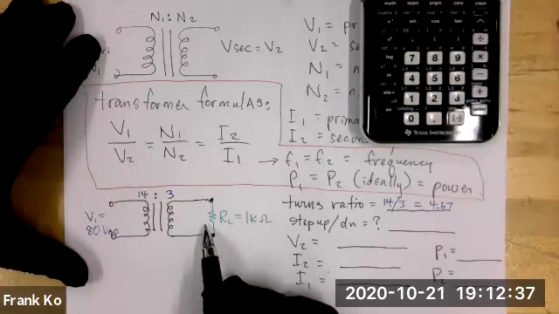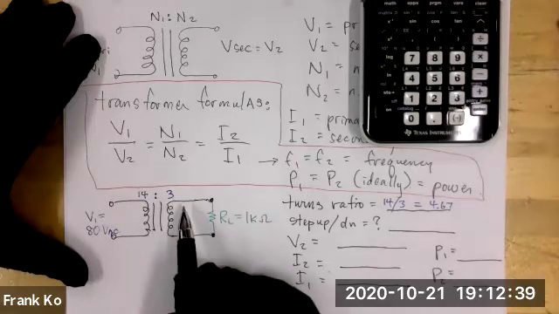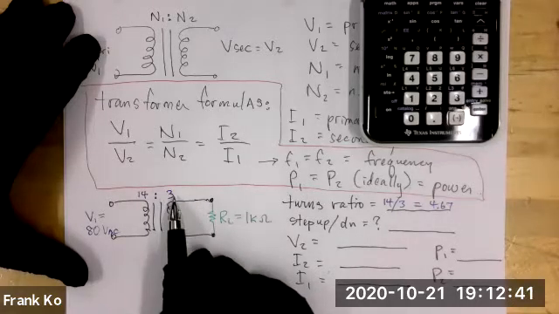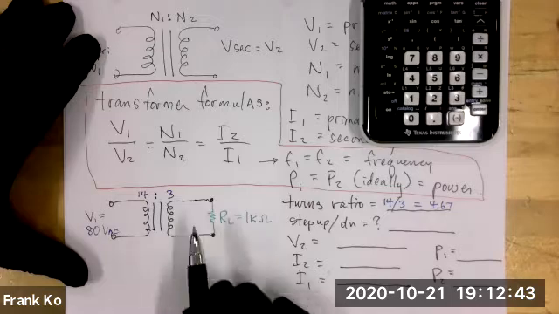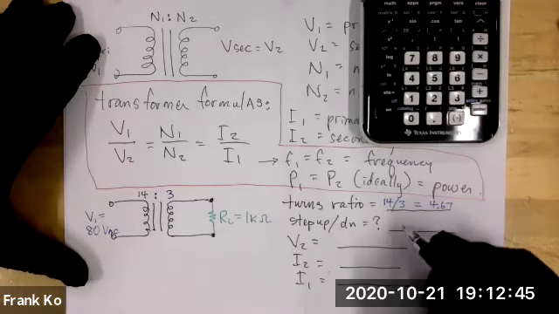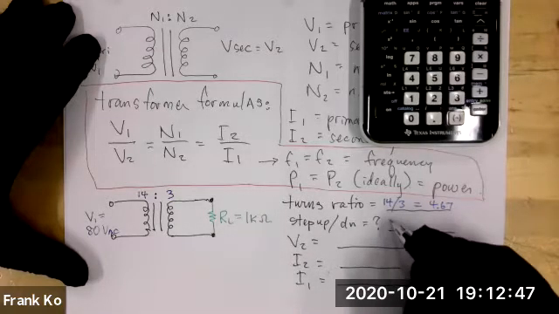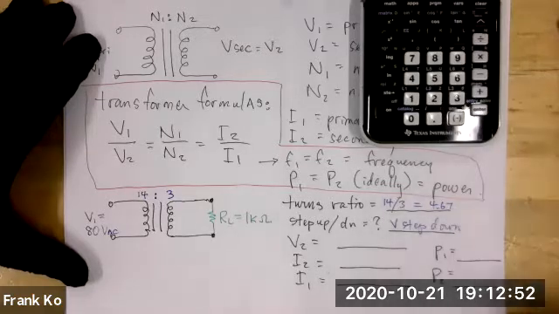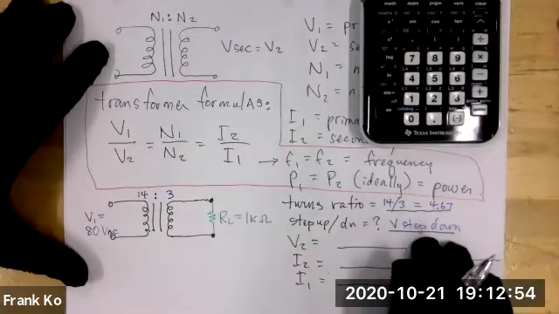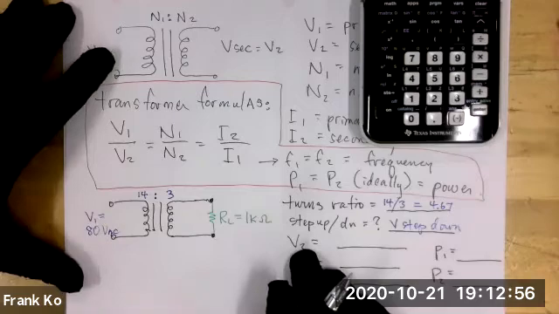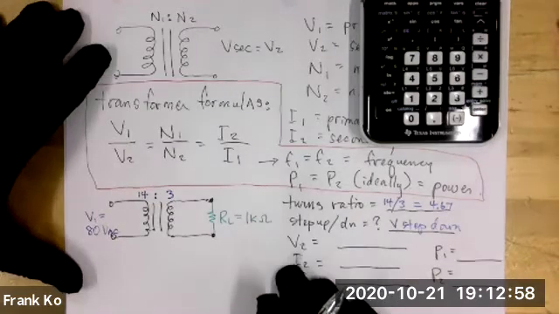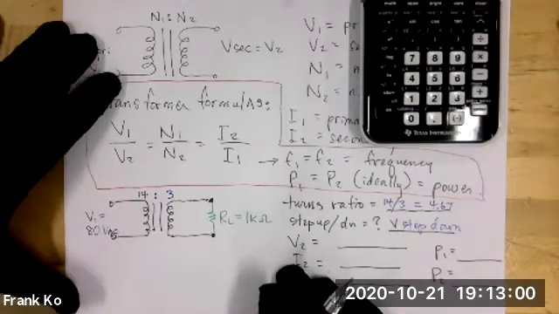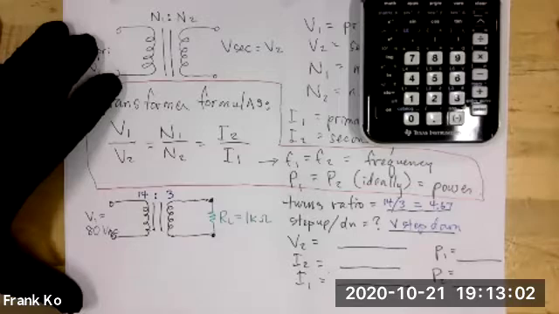Did you hear that? Where do I have the smaller number of turns? On the secondary. So that means my secondary will have the smaller voltage. So this would be a voltage step down. V step down. Right there. Now, you are asked to calculate the voltage of the secondary. Calculating the voltage of the secondary is as easy as doing this.